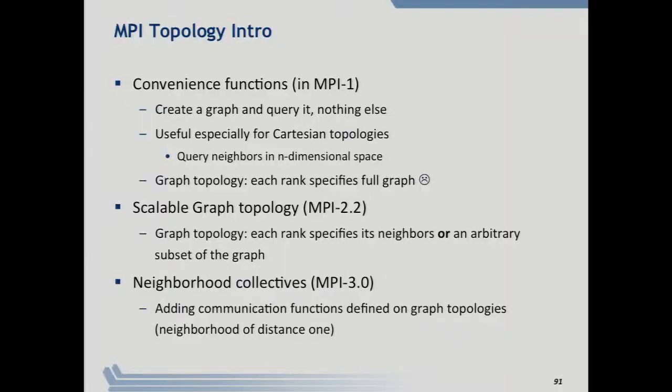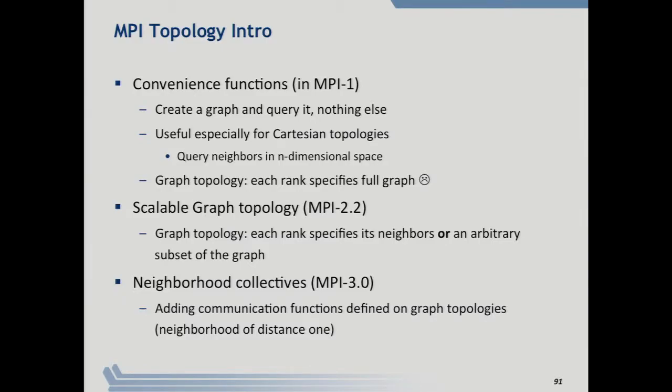So again, is this clear? Why are we doing this and how is this helping? Because the rest is more or less detailed, just how do we do this. So these process topologies have been there since day one in MPI, since MPI 1.